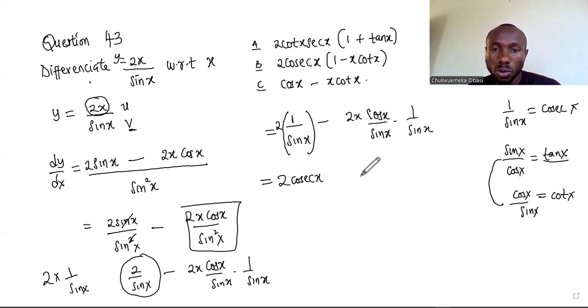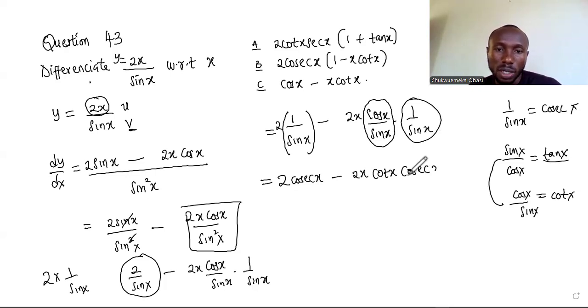And here we have 2x. This cos x over sine x is the same as cot x. And of course, this guy is the same as cosec x. So at least we are moving forward. Do we have any option like this in the options here? No option. So we need to now factorize.